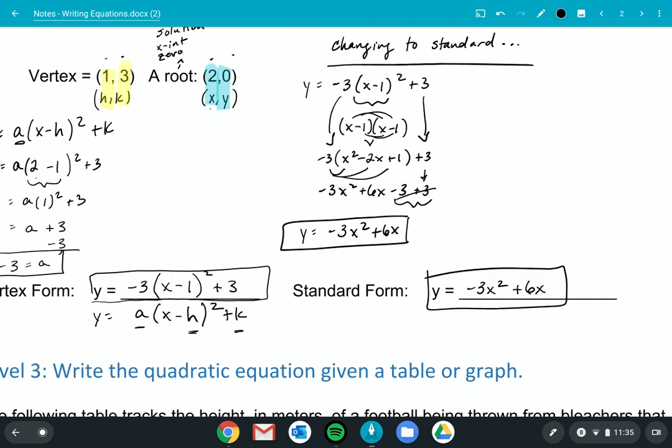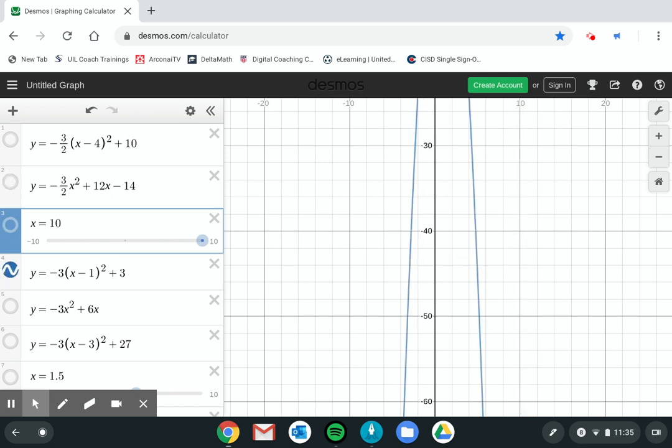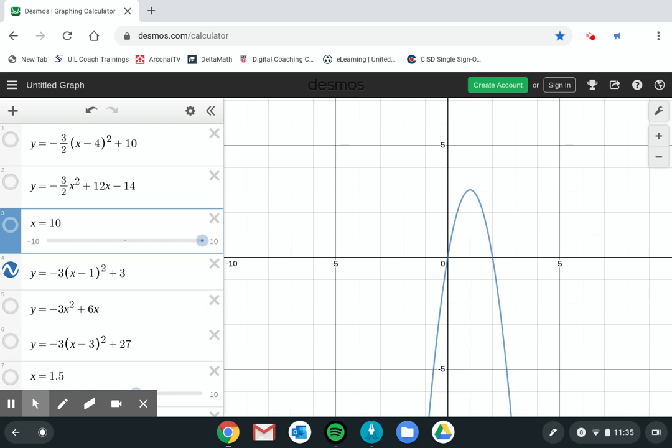Okay. And I don't ask you to check, but just like we did last time, if you wanted to, you could go to Desmos and plug those two in. I've already gone ahead and done that for us. So this was my vertex form, and my standard form is this one. Once again, if you notice, they're the exact same equation, which tells me I did something right.